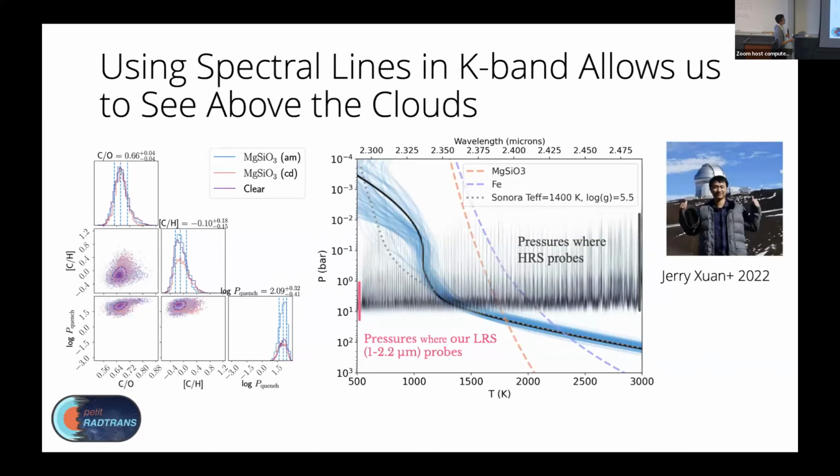With high-res spectroscopy, we're able to measure spectra of planets that are independent of our choice of cloud parameterization. So we can measure things like the carbon to oxygen ratio, and whether we use different cloud models or even a clear model, we're able to obtain the same C/O ratio and metallicity, because we're able to probe the cores of these lines that form well above the pressure levels where the clouds exist.